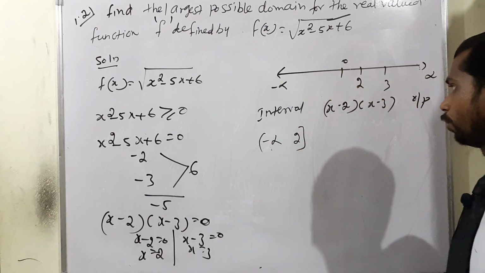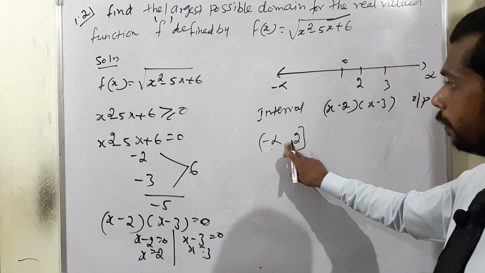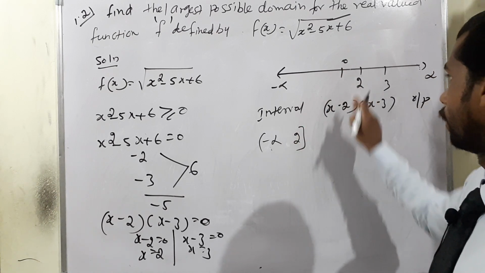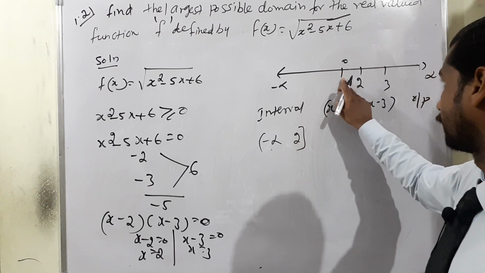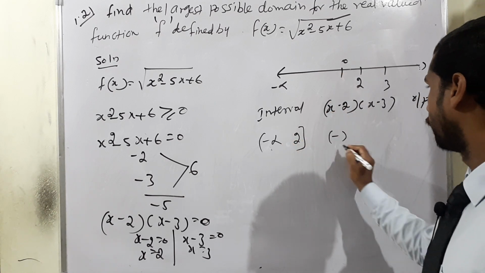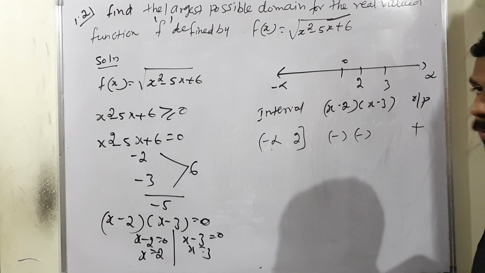So for minus infinity to 2, what will happen? First take any one value, say minus 3 or 0. In between, 0 is there, no. Instead of x, consider 0. 0 minus 2 is minus, and at the same time 0 minus 3 is minus. So minus into minus, the output is plus.